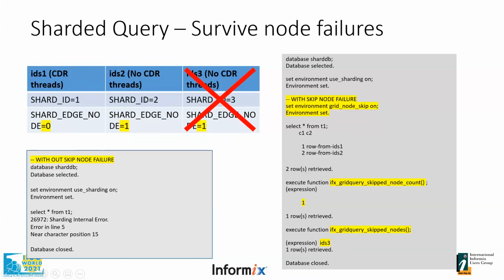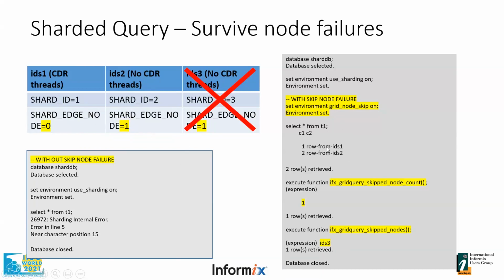To get around this problem, we have something called survive node failures. How do we survive these kinds of node failures? Especially for sharding, this is crucial. We have an environment variable called grid node underscore skip on. If you set that, when you do select star from T1, although a few rows from IDS3 are still missing, it executes the query successfully and gets the rows from whatever instances are up and running.